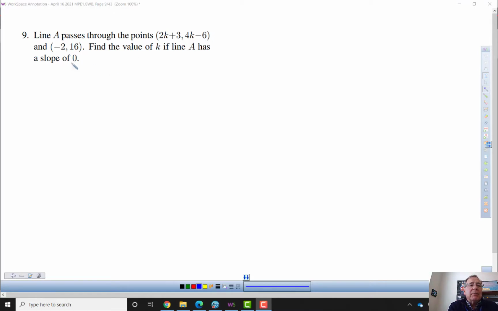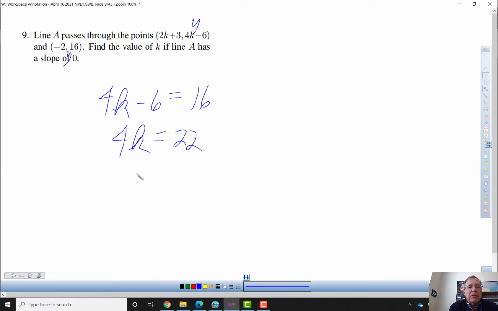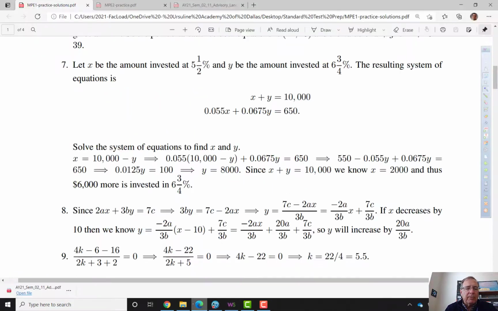If this is a slope of 0, the line is horizontal, so this y-coordinate and this y-coordinate have to equal each other, so we can write the equation 4k minus 6 equals 16. So 4k equals 22, k equals 22 fourths, which reduces to 11 halves, and if we want decimal, that's 5.5. So we'll go look at their solution.